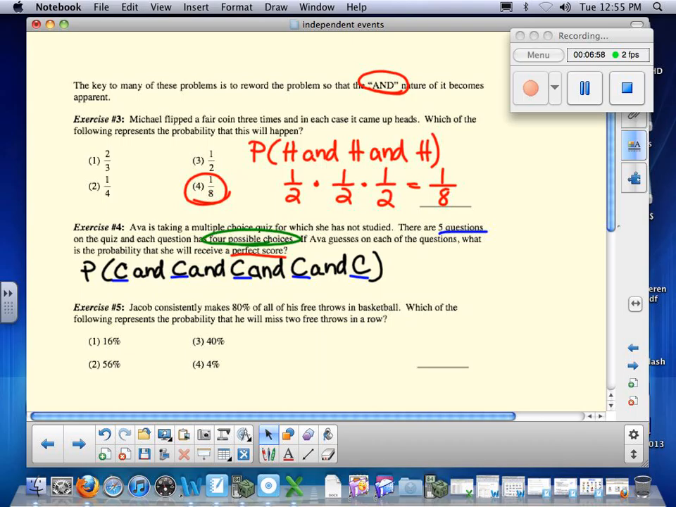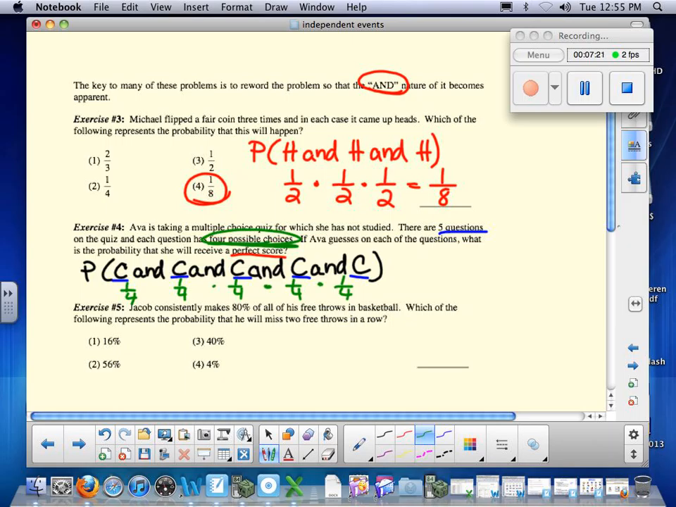Okay? What's the chance that she guesses correctly on the first question? 1 out of 4? Where'd you get 1 out of 4 from? Where'd the 4 come from? You don't have one answer that is 4. Because there's 4 possible choices. So each of these is a 1 out of 4.